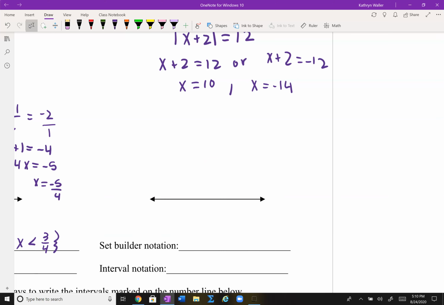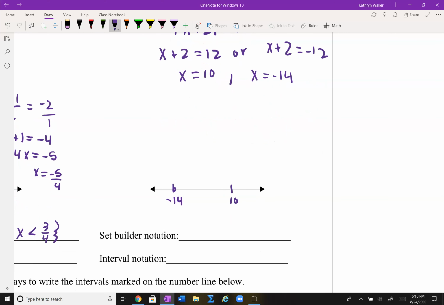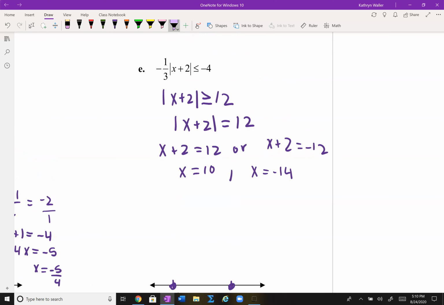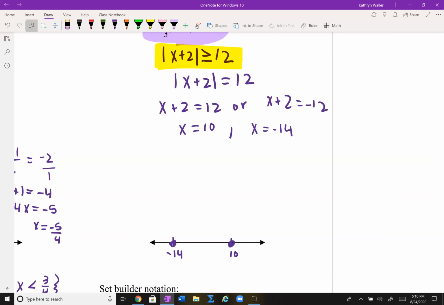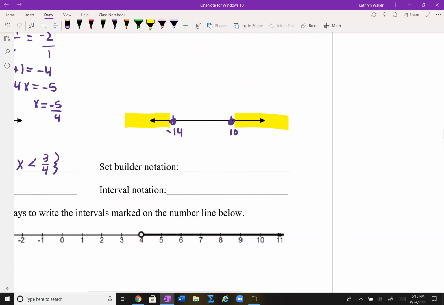Okay, so I'm going to come right here and I'm going to go -14 is there, 10 is there. I have an equal sign, so my circle's supposed to be closed. Now here's where people mess up. You don't look here. You look at when it's alone. Do you see how the absolute value is alone? That's where you look. Remember, greater than means far away. So that's here and here.